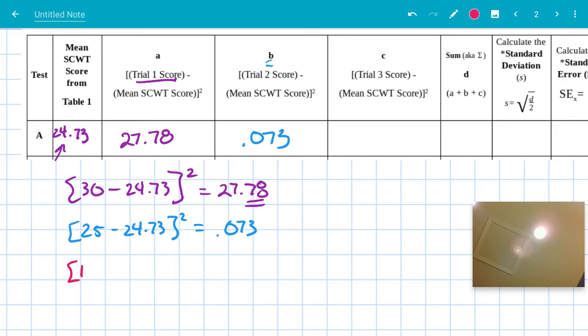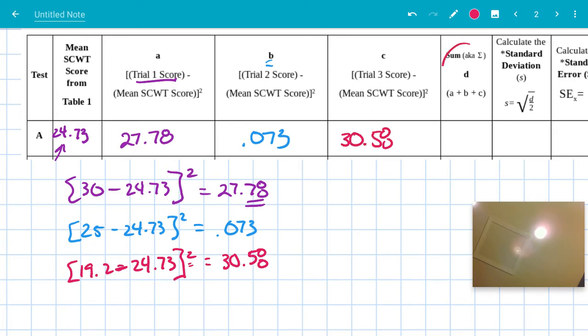And then the third trial score was 19.2. That's my corrected SCWT score. Minus the mean was 24.73. Notice that 19 minus 24.73 is a negative, but when you square it, it becomes a positive. So squared, it becomes 30.58. So I write that here, 30.58.